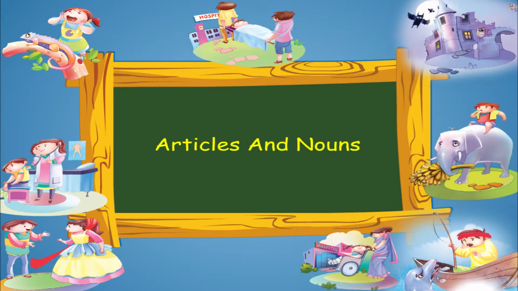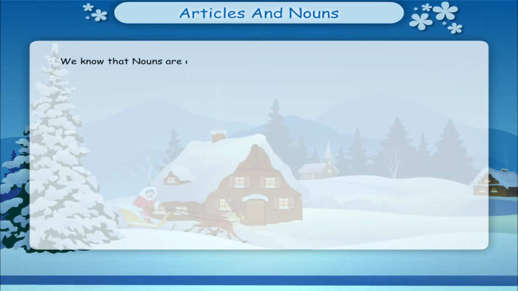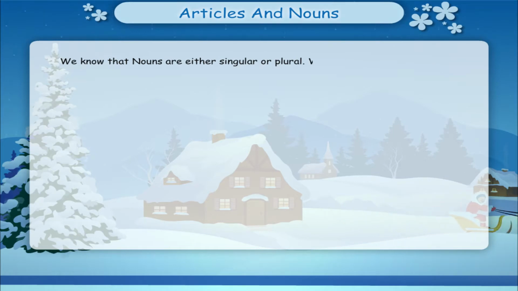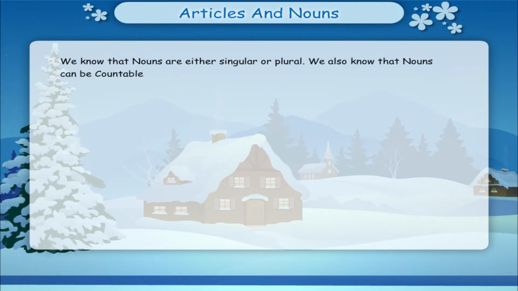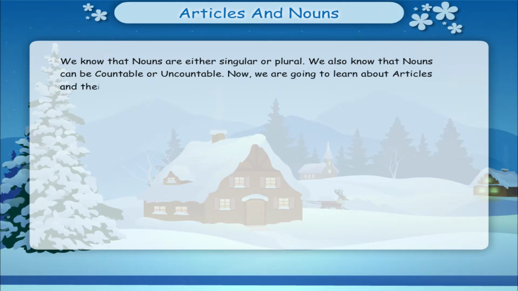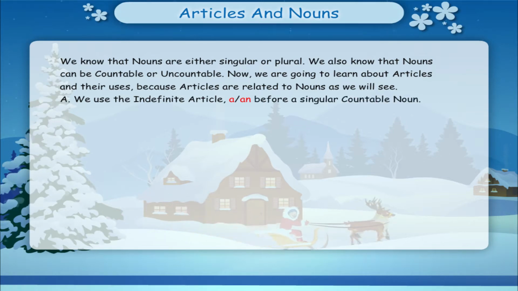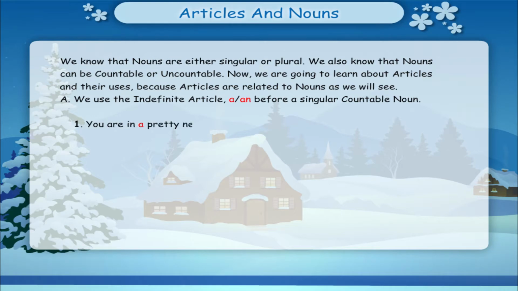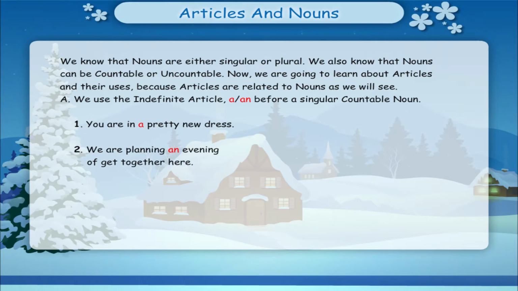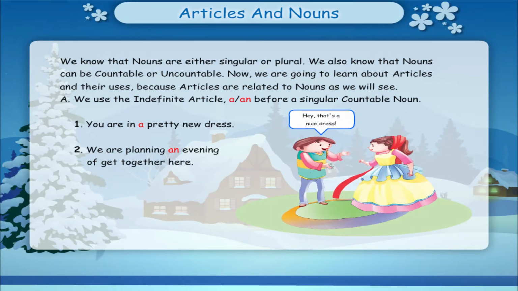Articles and nouns. We know that nouns are either singular or plural. We also know that nouns can be countable or uncountable. Now, we are going to learn about articles and their uses, because articles are related to nouns, as we will see. We use the indefinite article, a or an, before a singular countable noun. You are in a pretty new dress. We are planning an evening of get-together here. Hey, that's a nice dress.